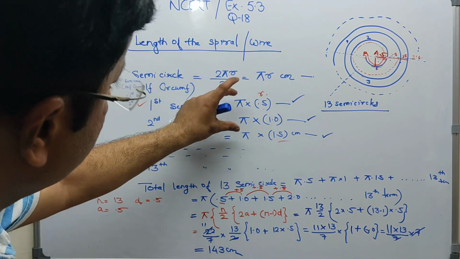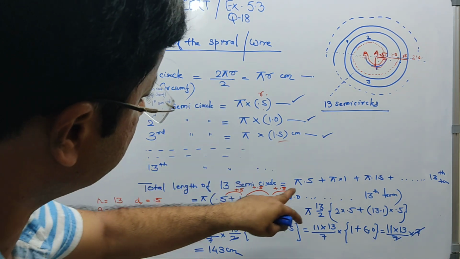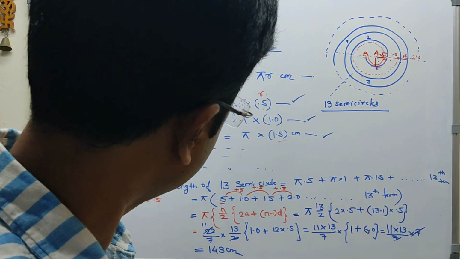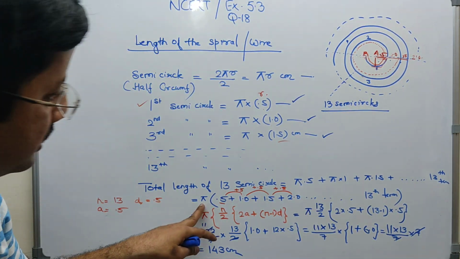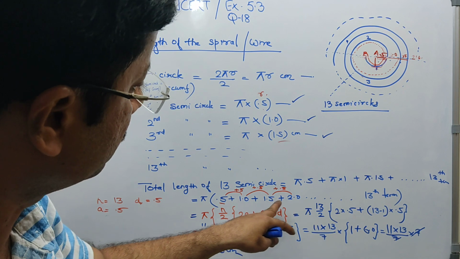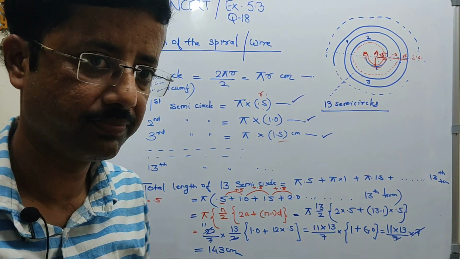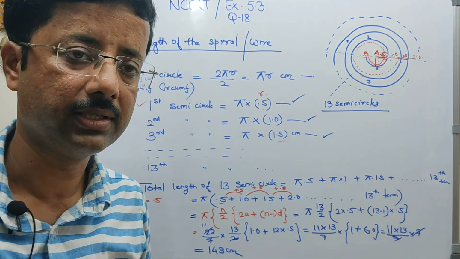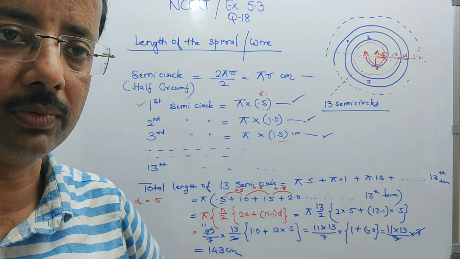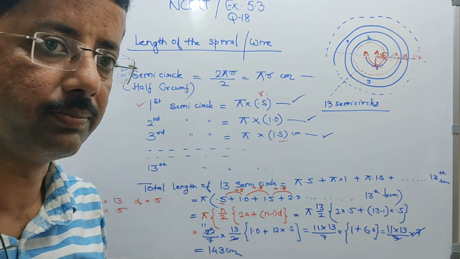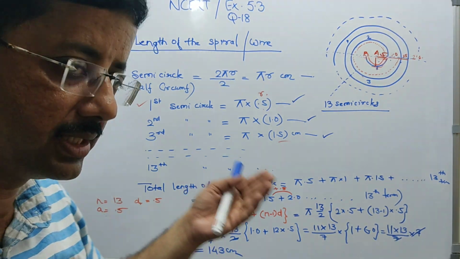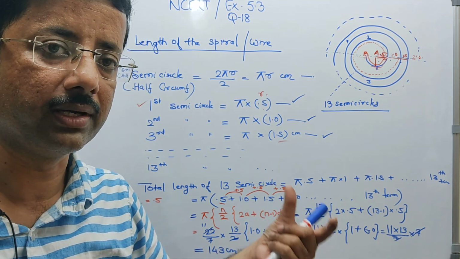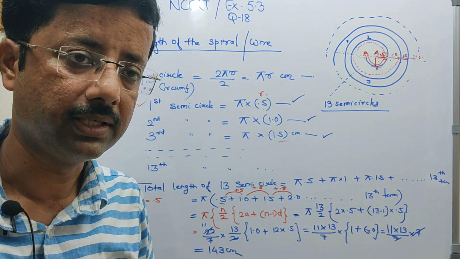The total length of the semicircles means we have to add all the lengths of the semicircles. So we are adding pi into 0.5, this is first, second, third and so on. Then we take pi common, and inside we get 0.5, 1, 1.5. This is an arithmetic progression. Since it is an arithmetic progression, we can directly use the sum formula, that is n by 2 times 2a plus n minus 1 times d. This is the aim, because we have to add all the lengths of the semicircles to find the total length of the spiral.